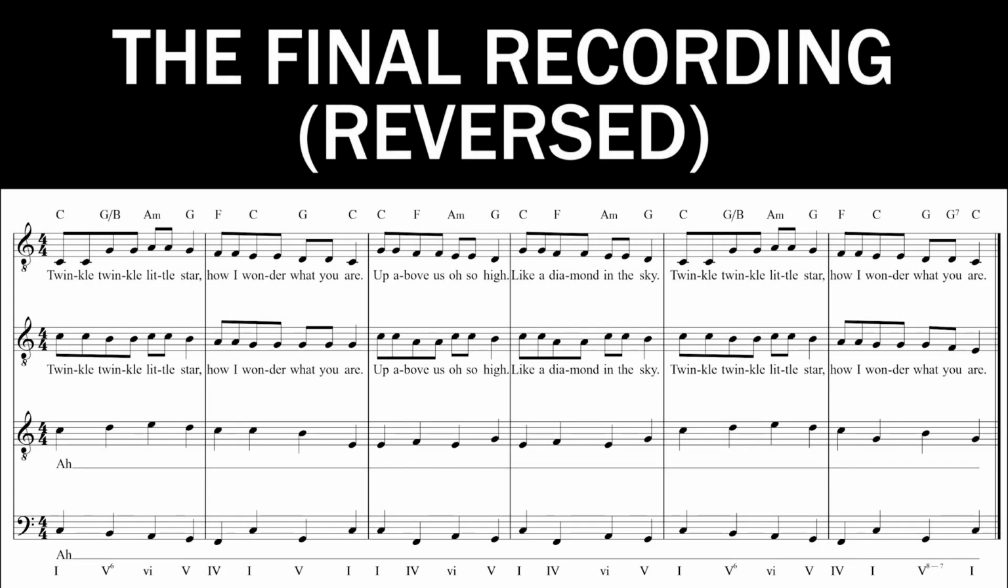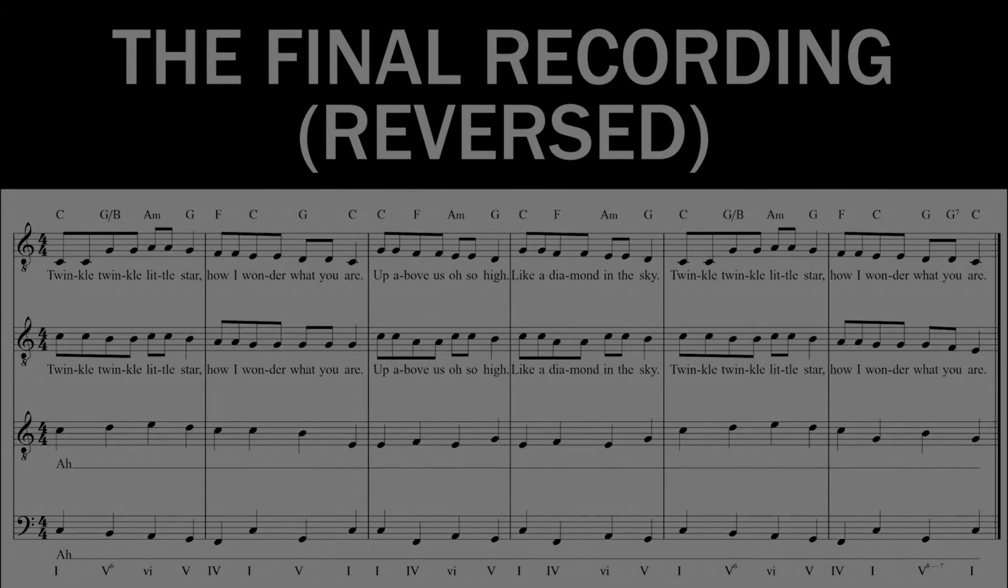Twinkle, twinkle, little star, how I wonder what you are. Above us so high, like a diamond in the sky. Twinkle, twinkle, little star, how I wonder what you are.